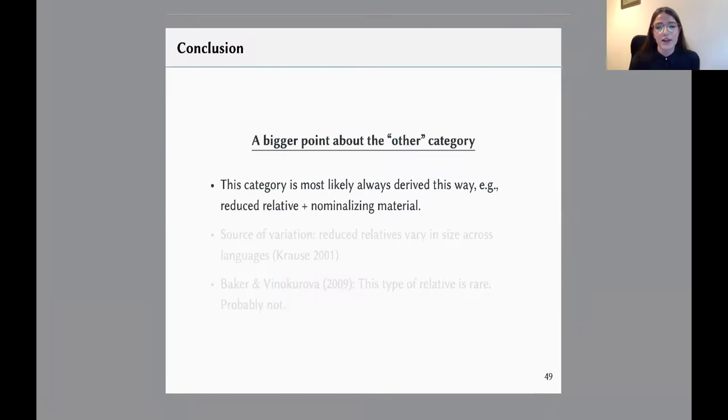And just to end with a bigger point about this other category that I mentioned, as opposed to the ER nominals, I'd like to just tentatively suggest that this category is most likely always derived this way. And by this way, I mean by a reduced relative plus nominalizing material on top. And then one way to understand the source of variation, which generally has to do with the exact verbal projections present, is the fact that reduced relatives vary in size across languages.